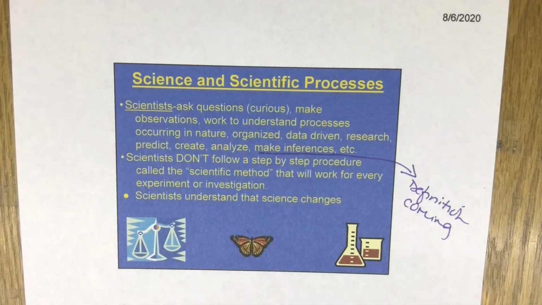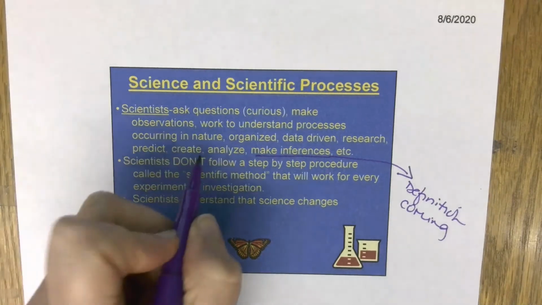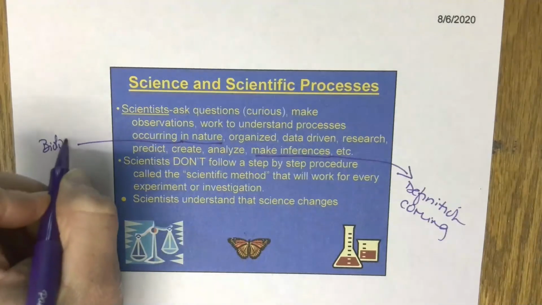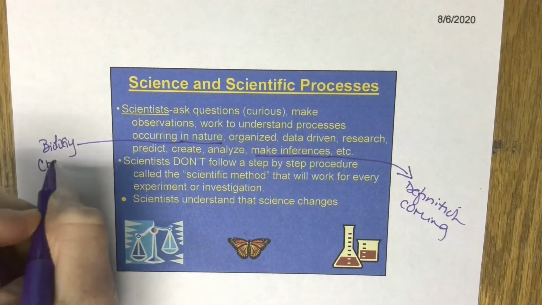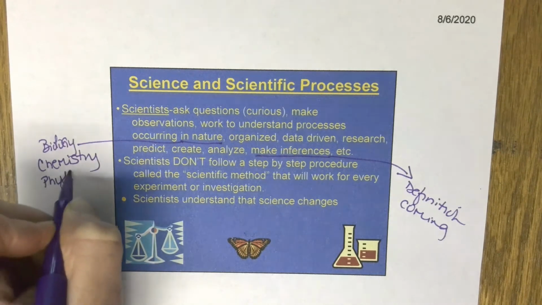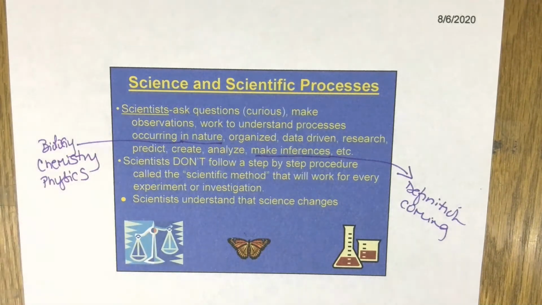So as scientists, and I am a scientist by degree, I have a bachelor's in zoology and a master's in biology. My bachelor's is from Auburn and my master's is from UNC Wilmington. But in general, scientists tend to be curious, okay? Asking questions, we make observations, we want to understand processes that occur in nature. And nature here is going to mean biology, chemistry, and physics as far as natural phenomena, okay? This is not just trees and rabbits, okay? So these are disciplines that are studying nature, right?